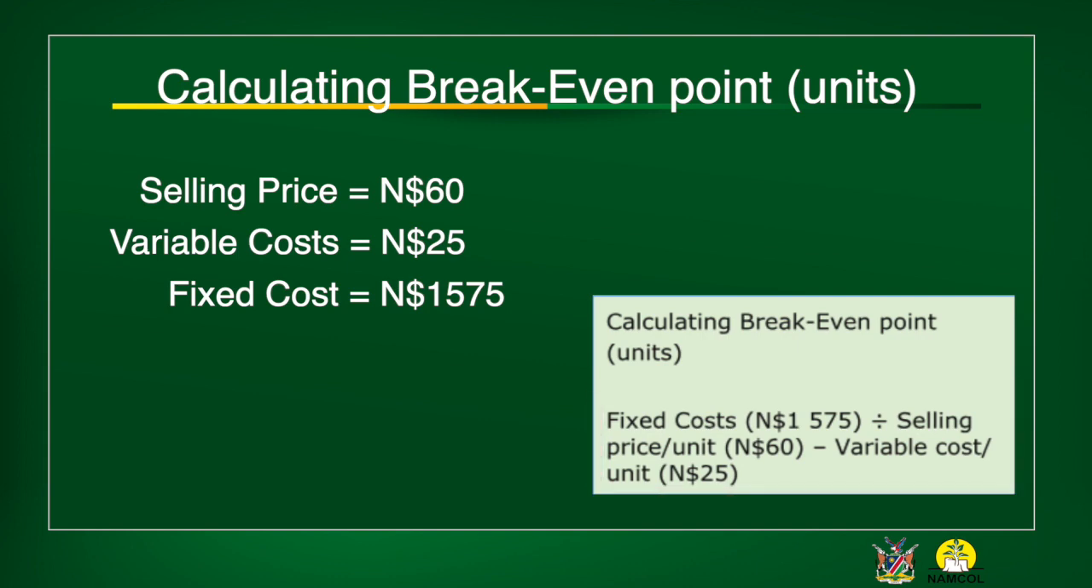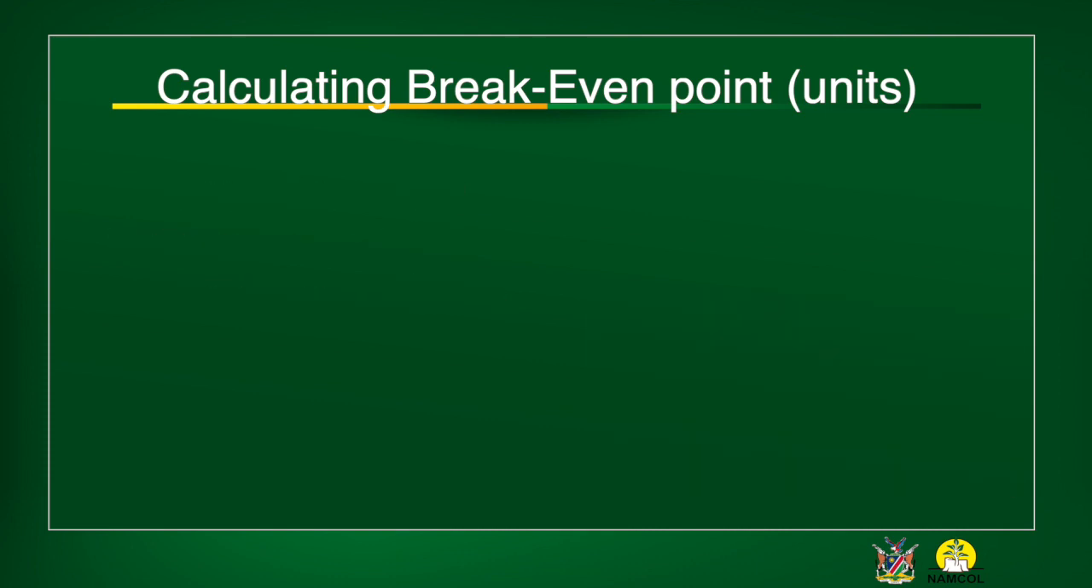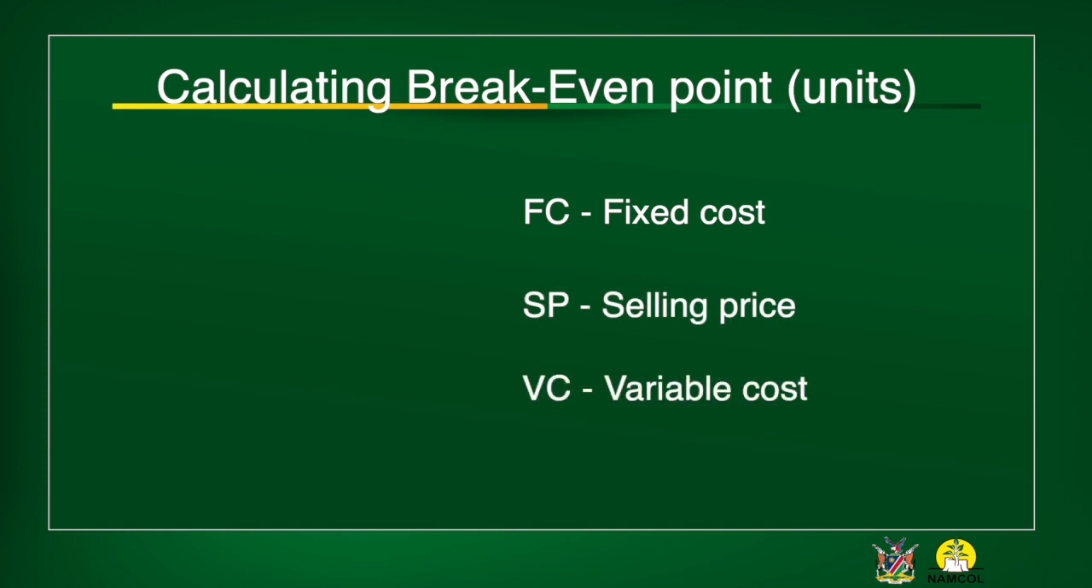So, keeping the formula in mind, break-even point is equal to fixed cost divided by selling price per unit minus variable cost per unit. Let us write it as FC for fixed cost over SP minus VC, which is of course the selling price minus variable cost. In this way, the formula is easier to memorize, right?